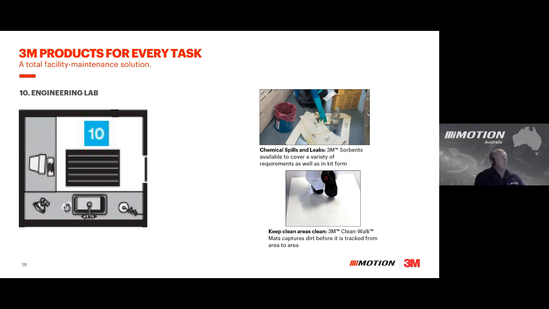Again, they do have a range of chemical spill and leak products, but they also have a range of products like clean walk mats that capture dirt before it is tracked from area to area. And likewise, that clean walk product can be used not only in engineering labs but also in office spaces as well. So there's a range of areas where these products can be used to keep your plants and factories as clean as possible.